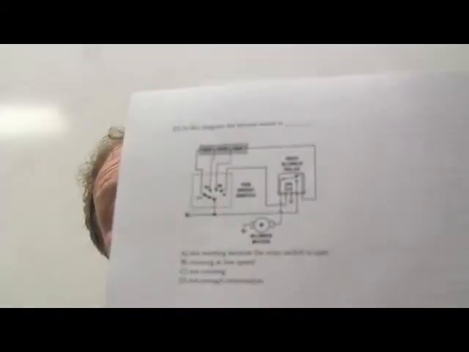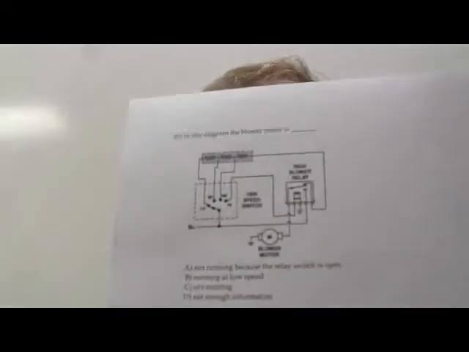All right, number 25. Look at that question right there. See it? In this diagram, the blower motor is A, not running because the relay switch is open, B, running at low speed, C, not running, or D, not enough information. That's supposed to be B, running at low speed. You got me?